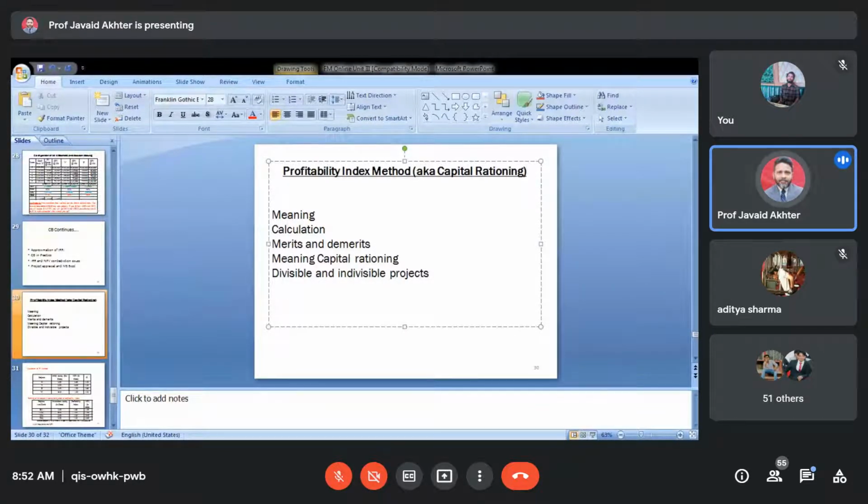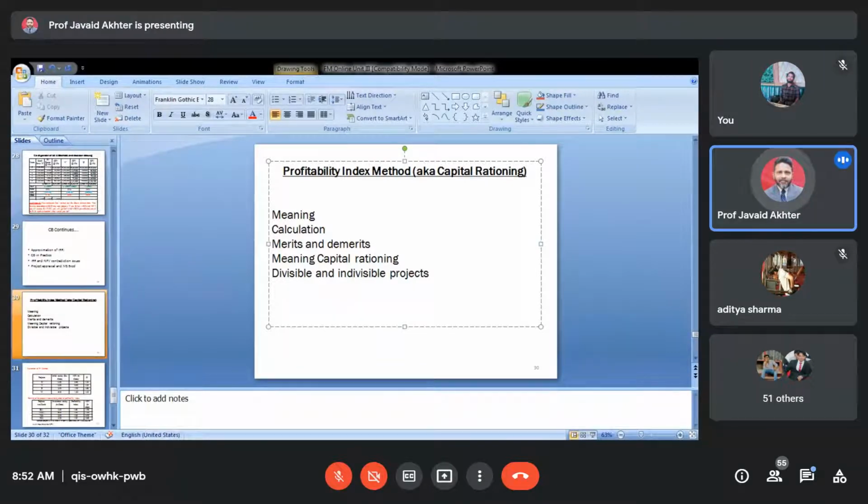So this is the meaning of profitability index method. That is when we have limited funds in relation to profitable projects available with us. Not merely limited funds, not merely profitable projects available, but a combination of two. Several profitable projects are available, but available funds are limited. We cannot go beyond this. Therefore, we need a method known as profitability index method or capital rationing method.